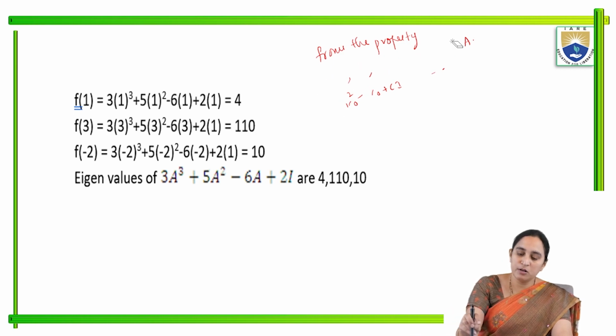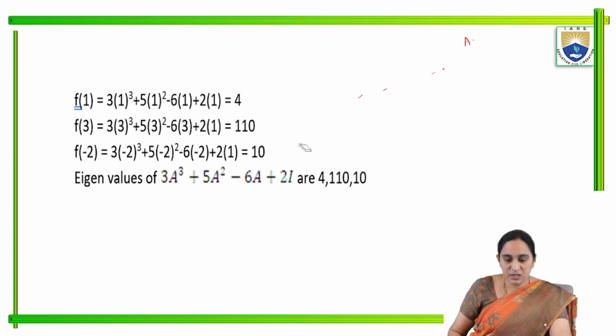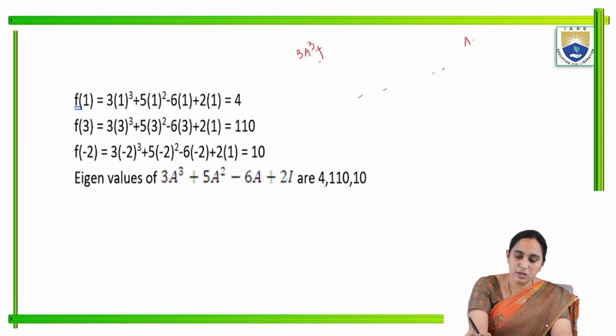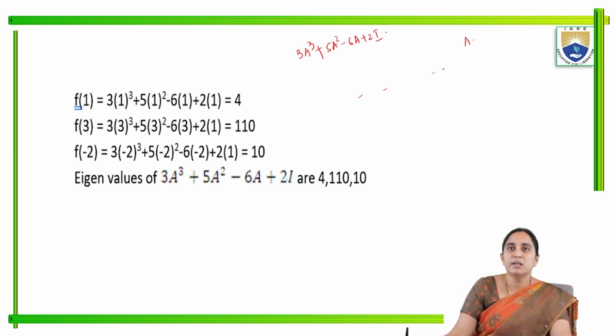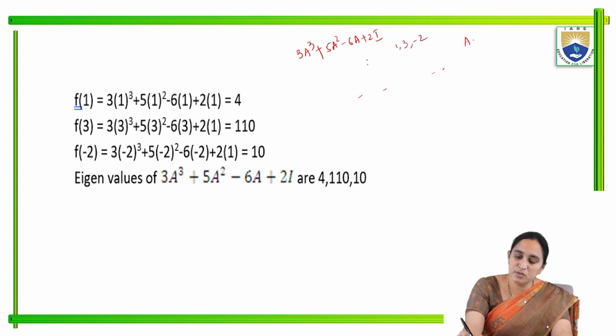Here, what is the given polynomial? Observe, the given polynomial is 3A cube plus 5A square minus 6A plus 2I. The eigenvalues of the given matrix A are 1, 3, minus 2. Now we have to substitute each eigenvalue in the polynomial. Let us take the given polynomial as f.